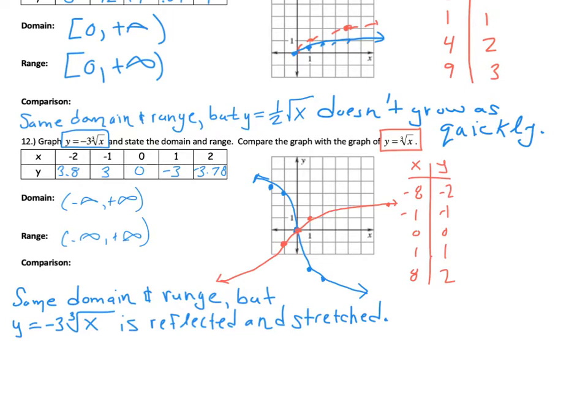The comparison, what I notice, is that they still have the same domain and range, but y equals -3 times the cube root of x is both reflected, so I see a flip here, and stretched. I see it's kind of flipped over my x-axis, which does happen quite a bit when we have a negative a value. Speaking of a and h and k, they are a big part of today's lesson. So I had you just on the next slide here, taking a few minutes to review those.